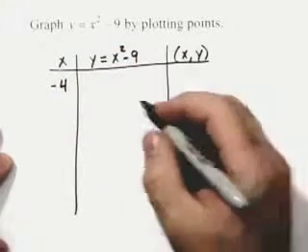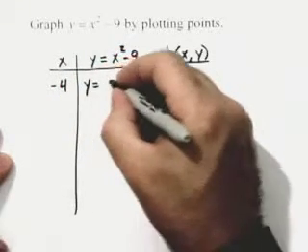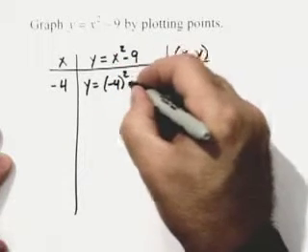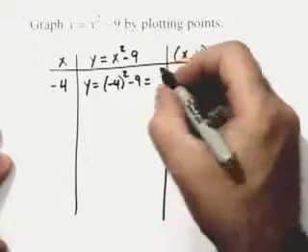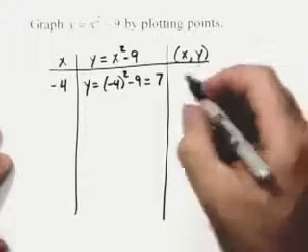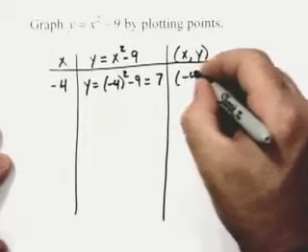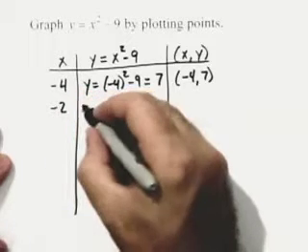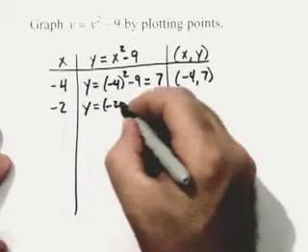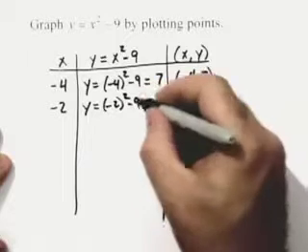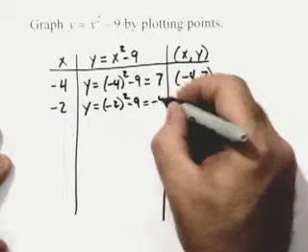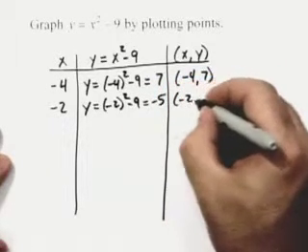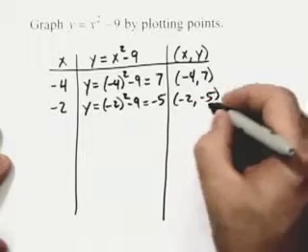Start with x equals negative 4. If we plug that in, y is negative 4 squared minus 9, which is 16 minus 9, or 7. The corresponding point then will be negative 4, 7. If we let x equal negative 2, y is negative 2 squared minus 9, or 4 minus 9, which is negative 5. So the corresponding point is negative 2, negative 5.